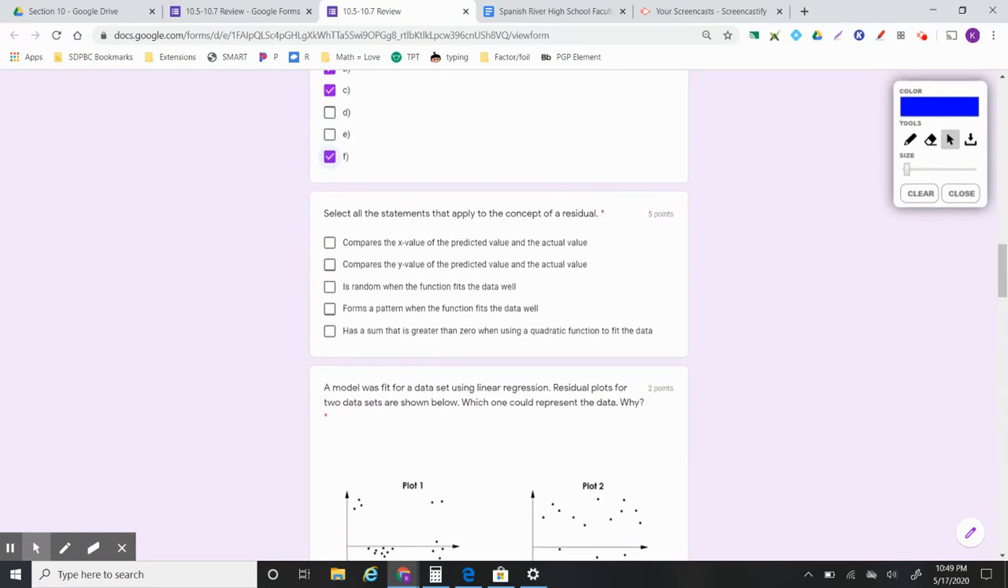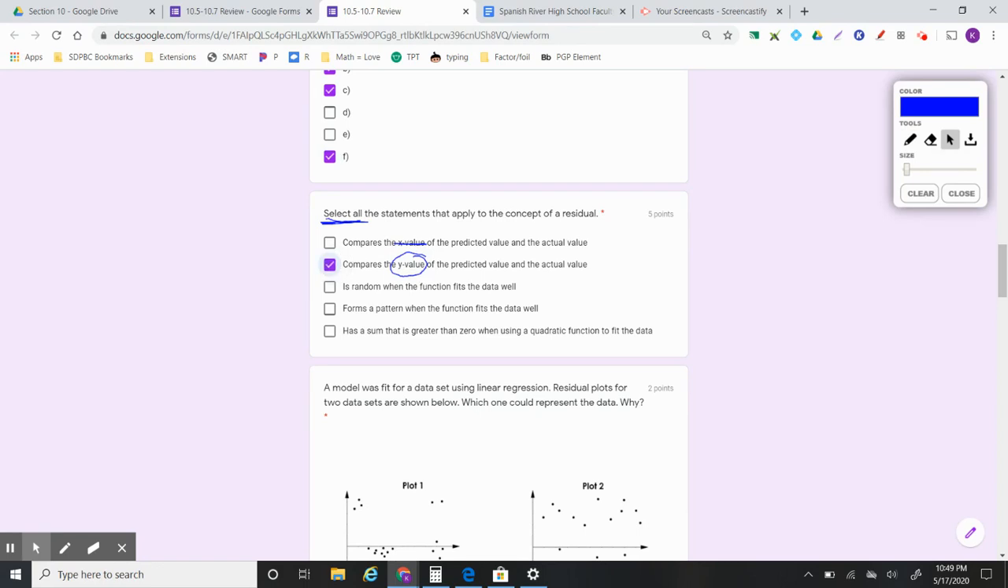Again, another select all statements problem, meaning there's going to be more than one answer. So it says select the statements that apply the concept of a residual. This first one's talking about comparing x value, the predicted value, and the actual value. That's not true because we're actually comparing y values. So that makes the second one a true statement.